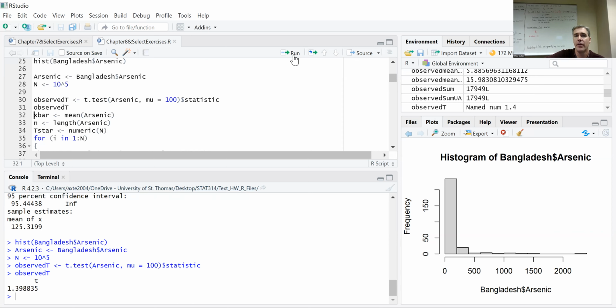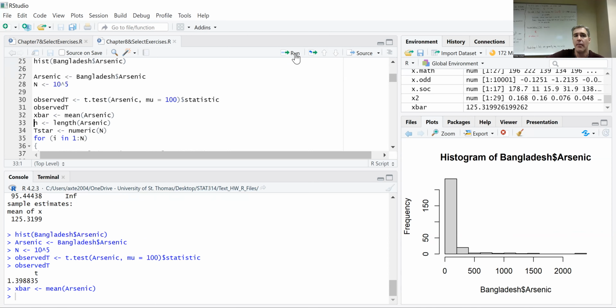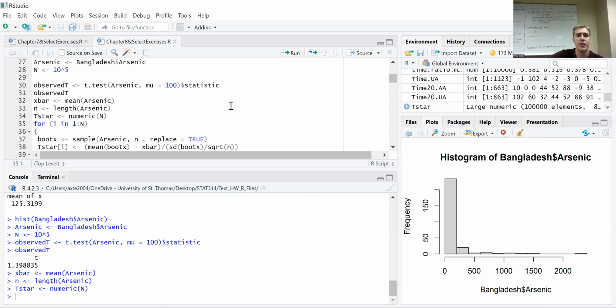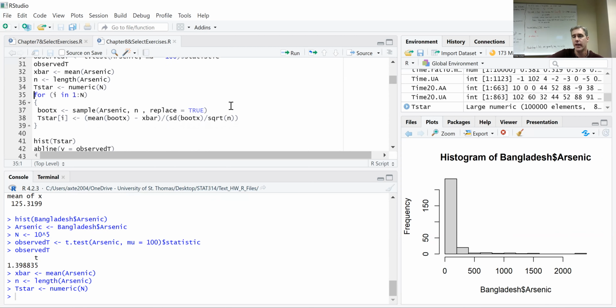I can also figure out the mean arsenic level, X bar. N is the number of wells, so it's the number of data entries I've got, which should be 271, by the way. And then I'm going to create a vector to store my bootstrap results in. So that's going to be numeric N, so 10 to the 5th long. Okay. All right, so starting at line 35 is where my simulation takes place.